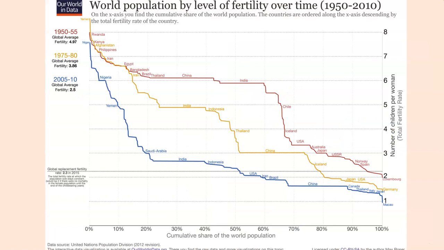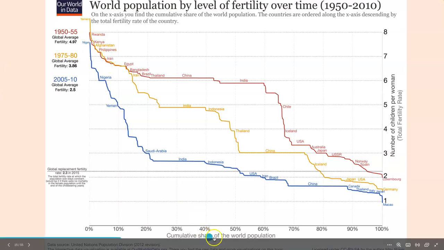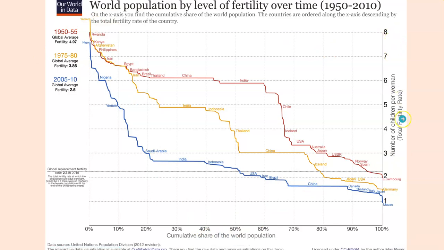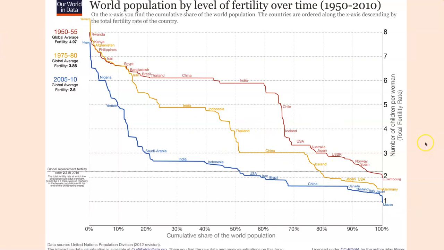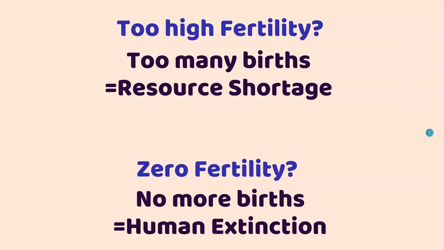So, world population by the level of fertility over time. We can see Yemen, the country share of the world population, but at a high level. This is the number of children per woman. As I said again, total fertility rate. Yemen is a very small country, but has very, very high levels of the total fertility rate. Okay, there are many others, so we can check it later when you have more time.